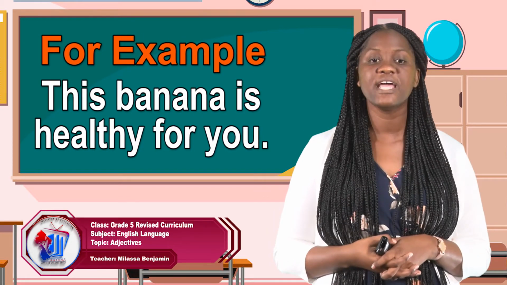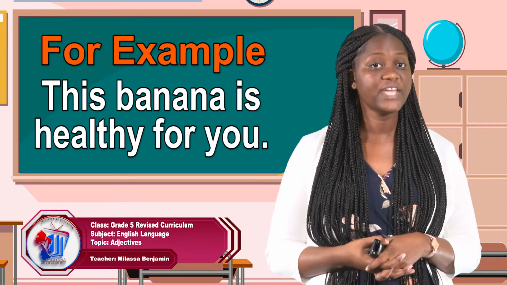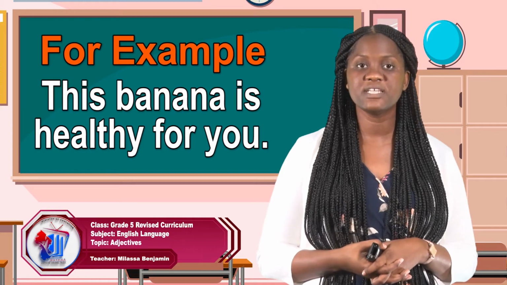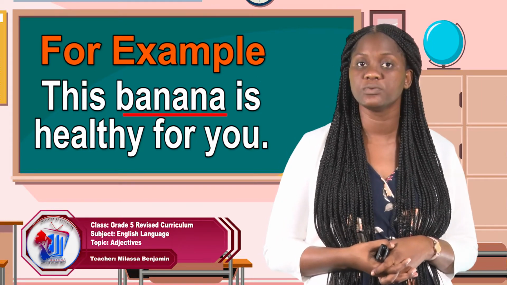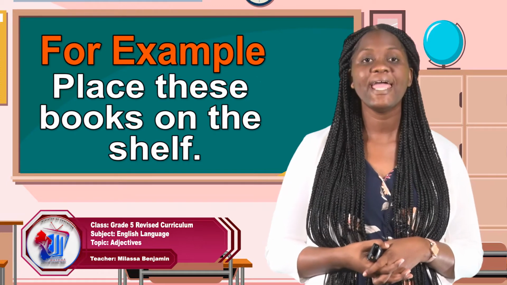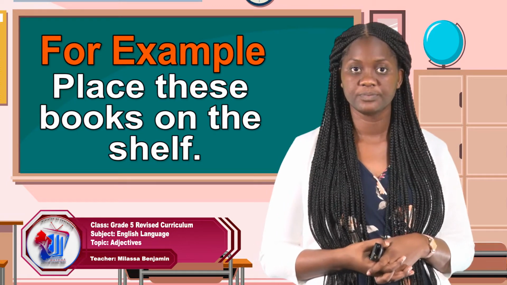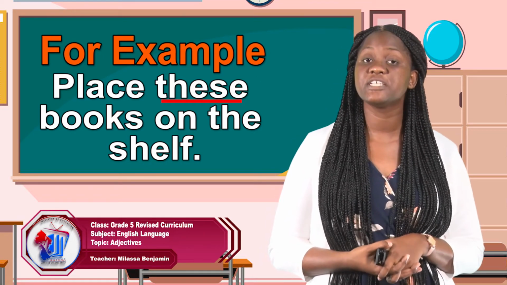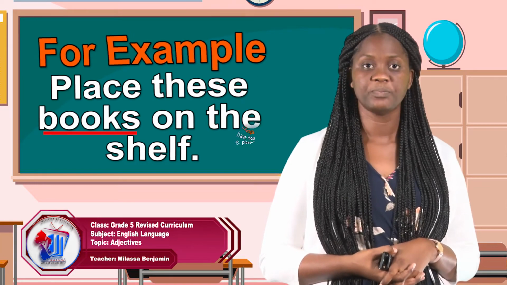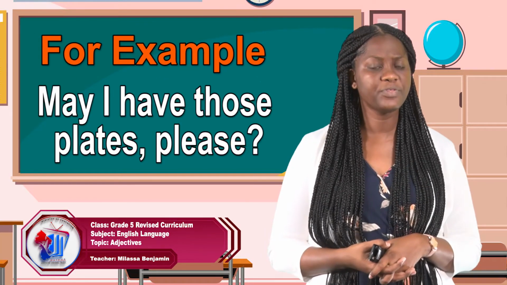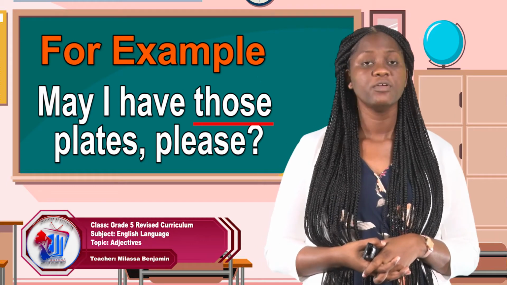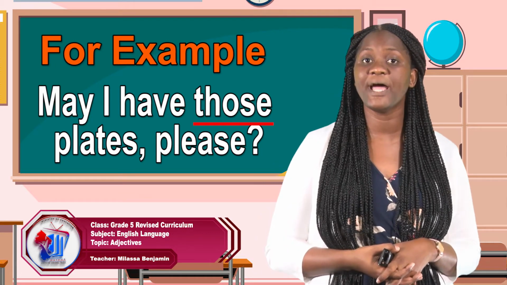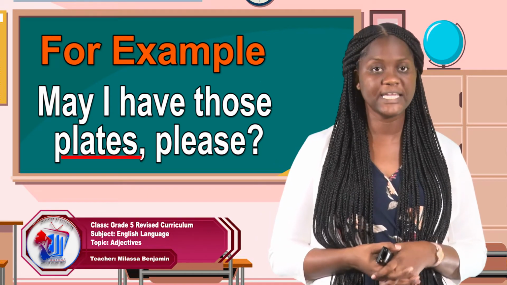This banana is healthy for you. This is an adjective because after this, we can see the word banana, which is a noun. Also, place these books on the shelf. These is a demonstrative adjective, and as we can see, it is followed by the noun books. Lastly, may I have those plates, please? Those again is a demonstrative adjective, and it is surely followed by a noun, which is the word plates.